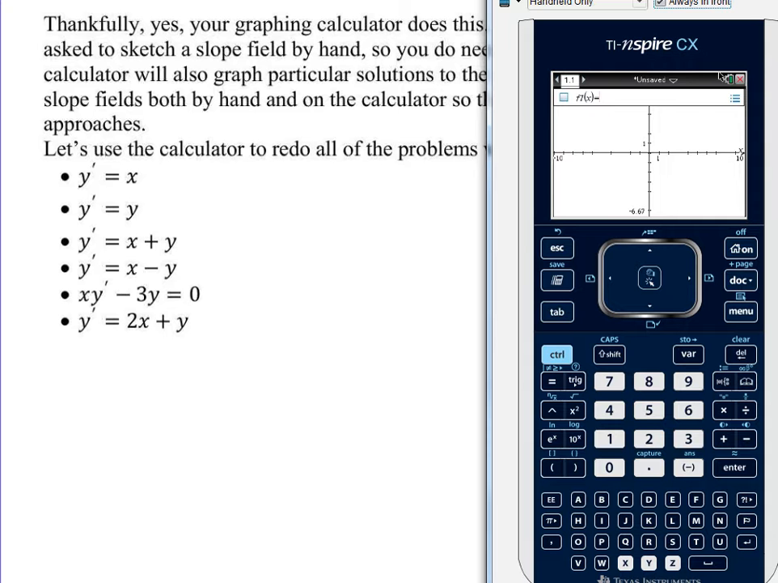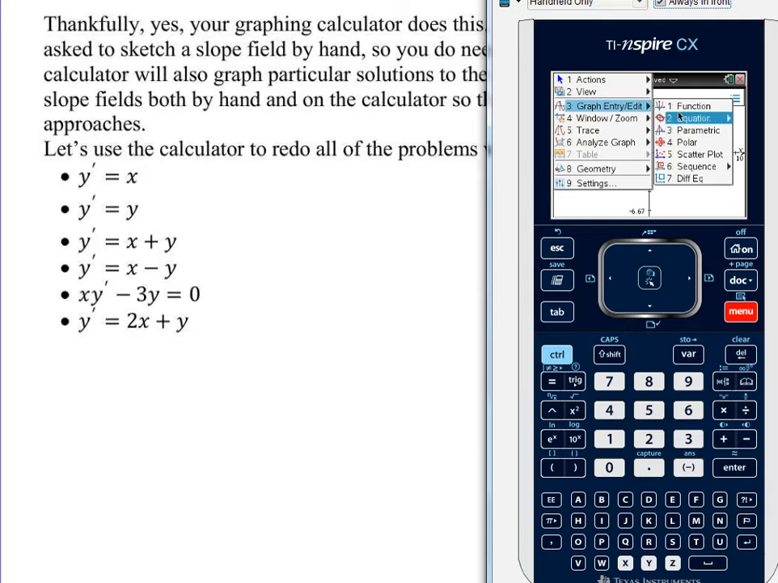And we need to do some different things than we normally do when we're graphing. So on the graph screen, press menu. And then you will go to graph type or something like that. There you go. The bottom one says diff-EQ, and that's differential equations. So that's the one we want to pick. Mine says graph entry and edit, but you're going to do graph type.